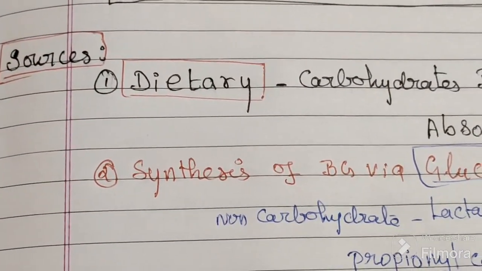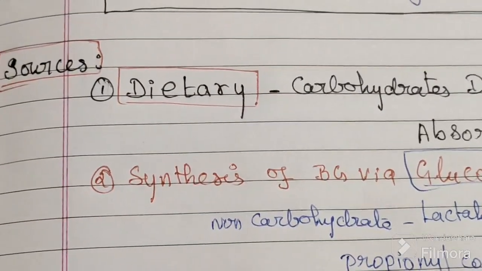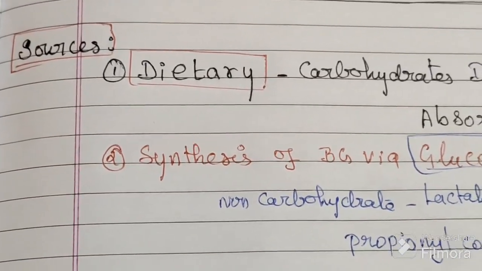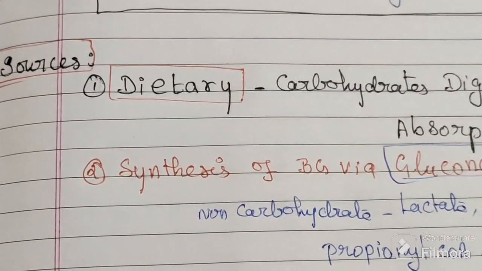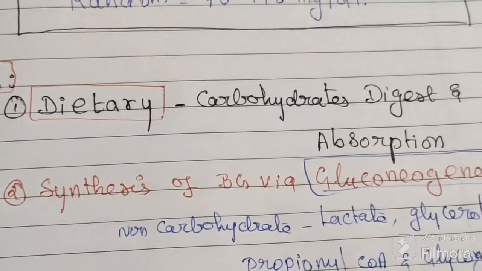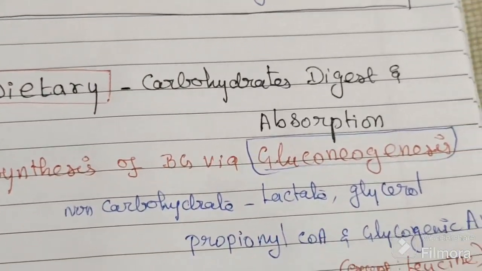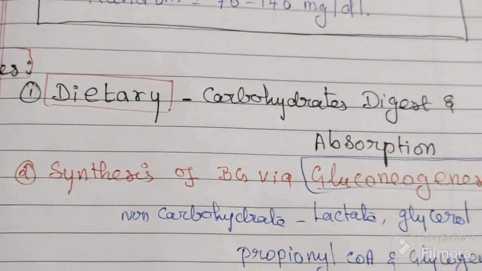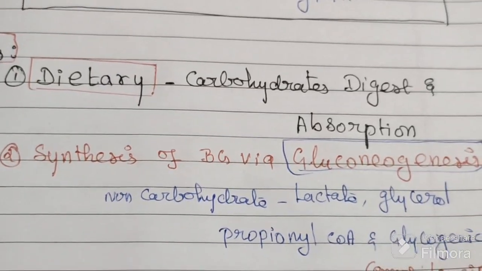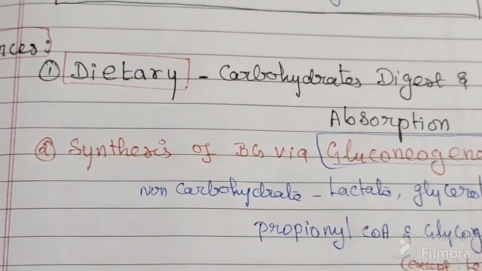Now there are different sources of blood glucose and utilization. Coming to the source of blood glucose, the important source of blood glucose level is dietary. Dietary carbohydrate, after digestion and absorption, contributes to the blood glucose level. So first one is the dietary source.